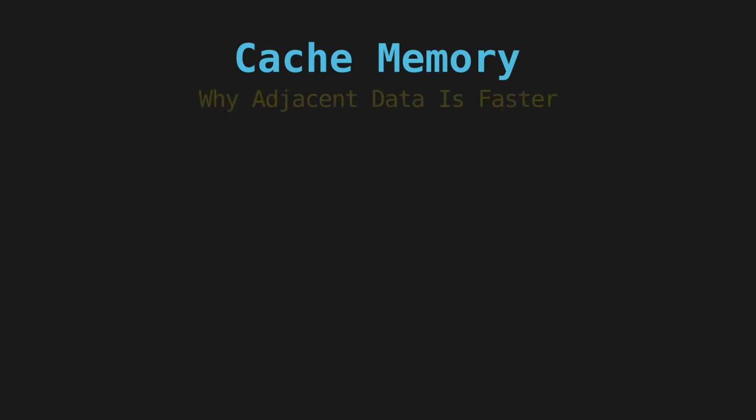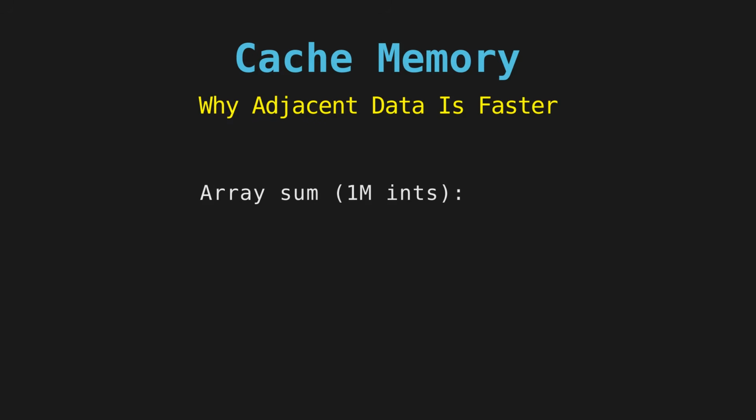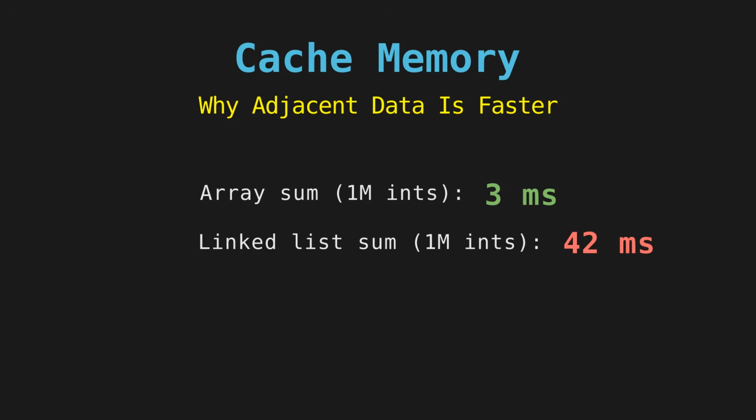Here's a puzzle. You sum a million integers stored in an array. It takes 3 milliseconds. You sum the exact same million integers stored in a linked list. It takes 42 milliseconds. Same numbers, same total, same CPU, 14 times slower. Why? The answer is cache memory. And once you get it, you'll write faster code for the rest of your life.